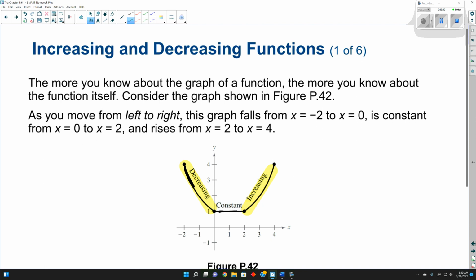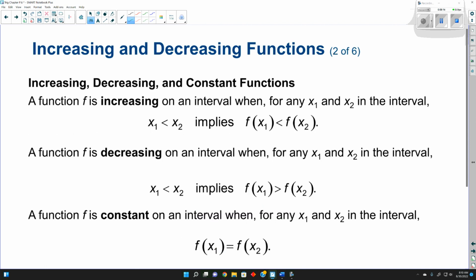Now we do have a definition for it. And it's this here. A function f is increasing on an interval when for any x1 and x2 in the interval, this statement's true: x1 is less than x2 implies that f of x1 is less than f of x2. And again, if that's not completely clear, that's fine. All we're saying is that I have two x values. One's bigger than the other.